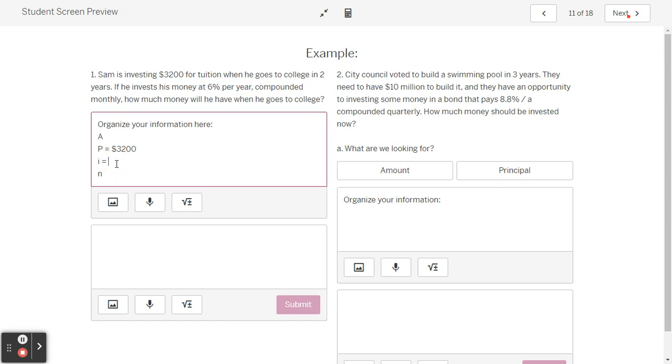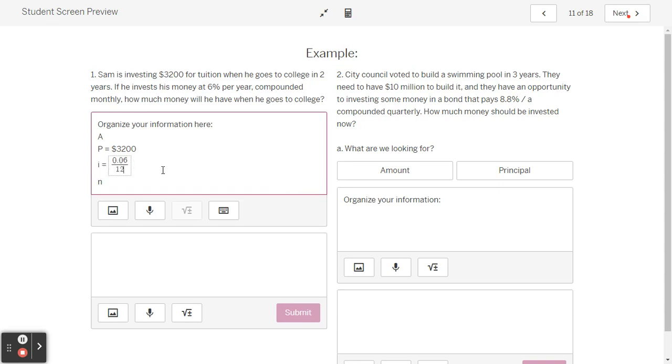Now, for us to type that in, we're going to have 0.06 and we need to divide it by 12, because the 6% is spread out over 12 compounding periods. That becomes 0.005, so half a percent each compounding period.